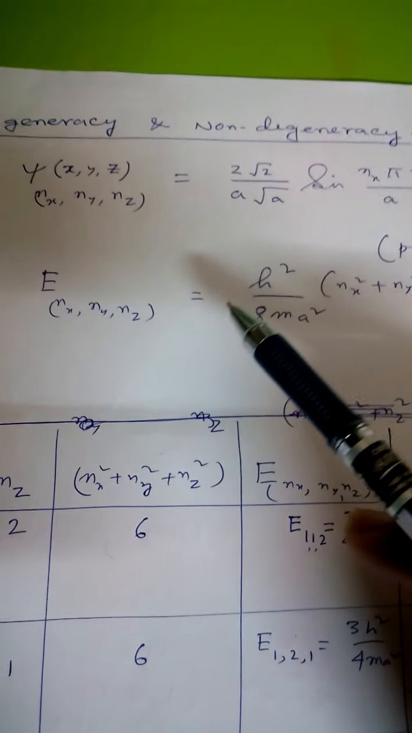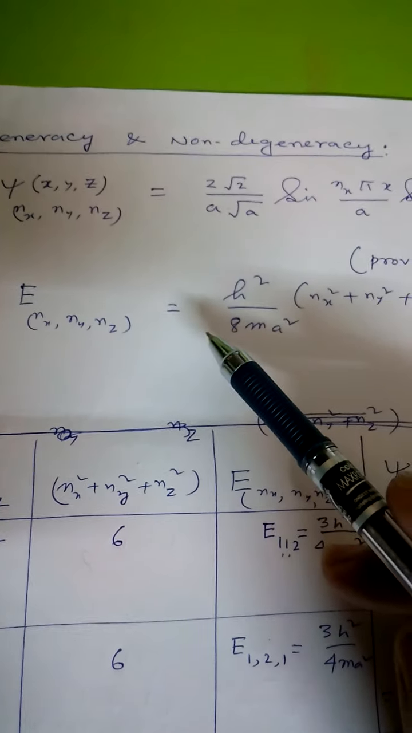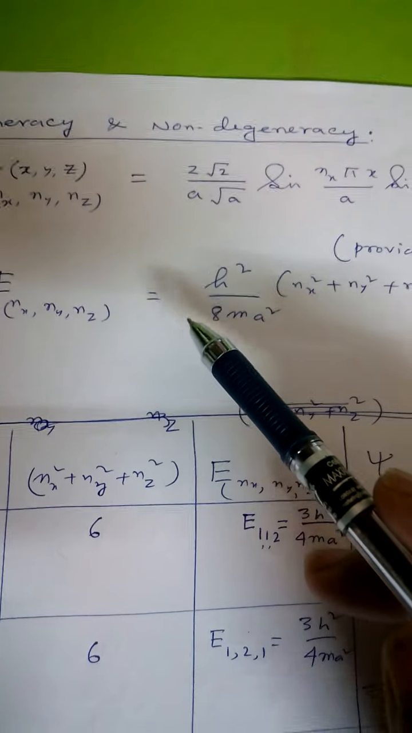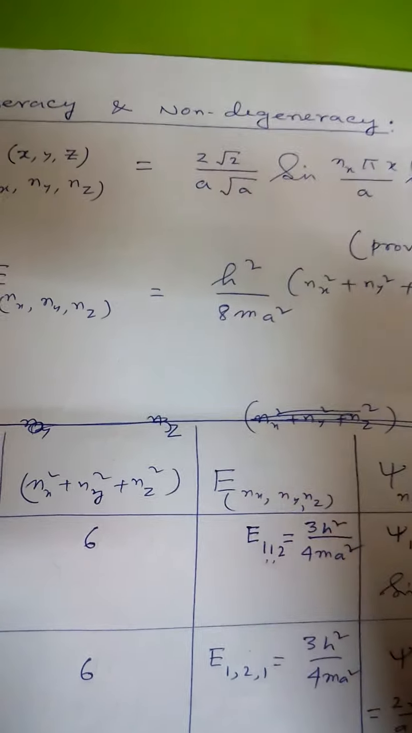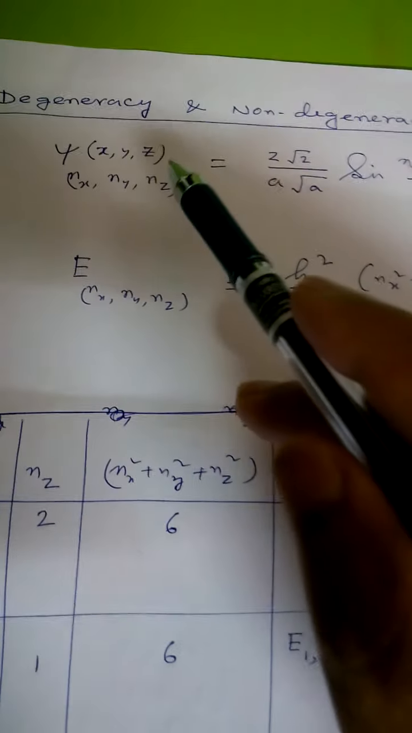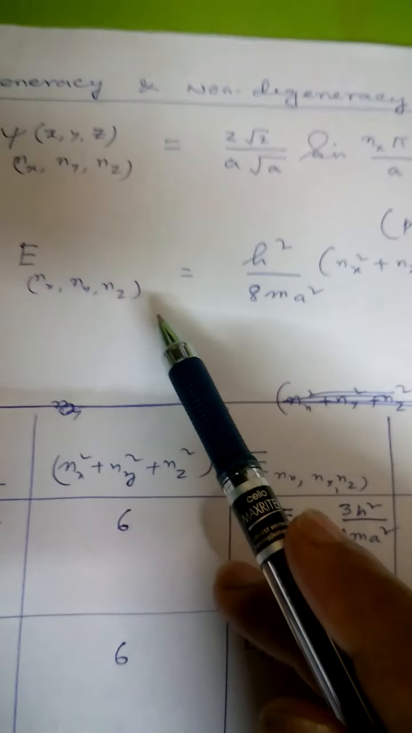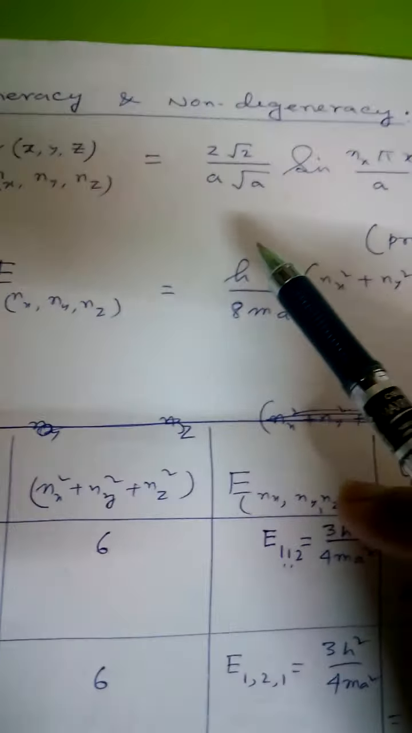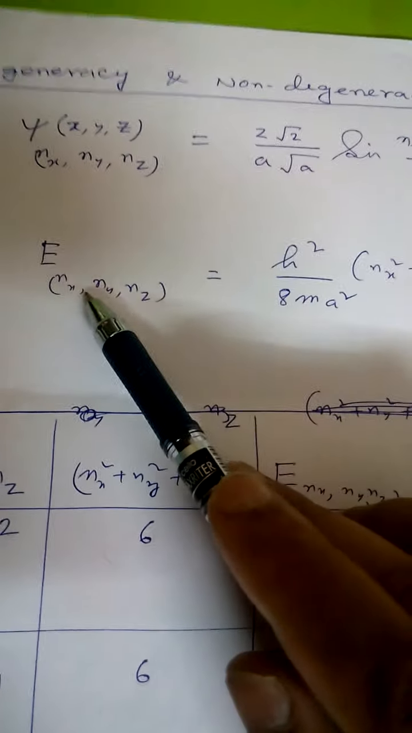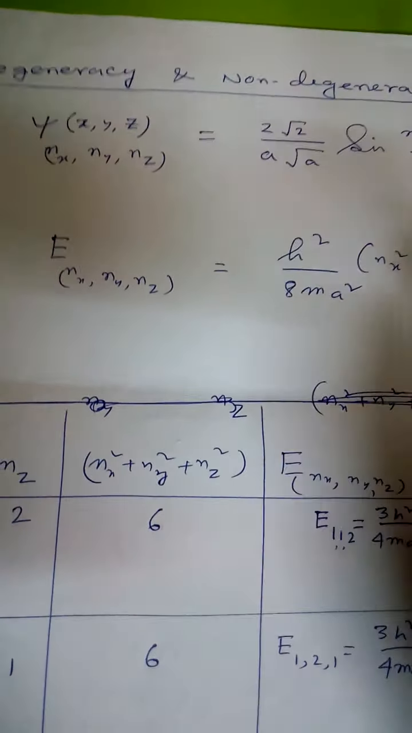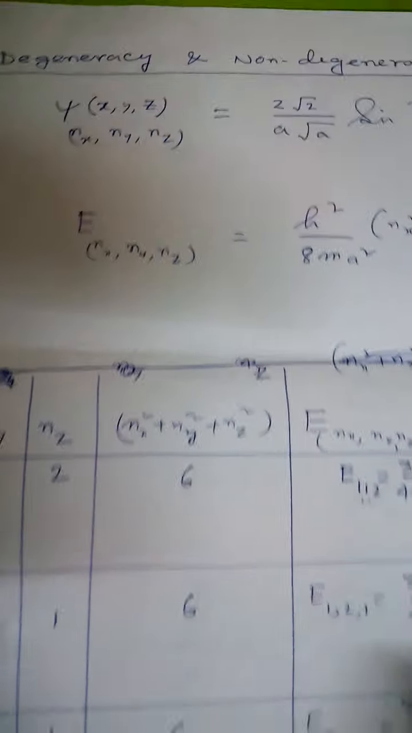Now we can have one wave function corresponding to one energy value. Similarly, we can have different wave functions corresponding to the same energy value for various values of nx, ny, nz. So this can be possible.